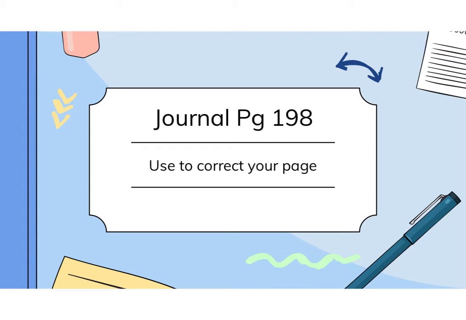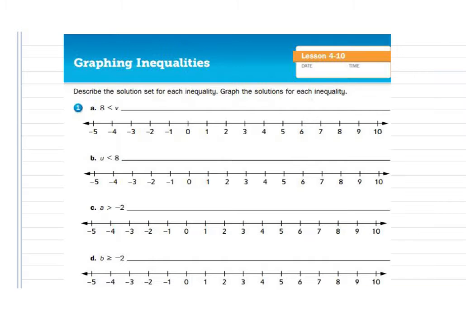Yesterday you were assigned journal page 198 to complete as we started to work with graphing our inequalities. So now your task for number 1 today is to correct it. Go ahead and use this video to help you correct your work. If there were any problems that you did not complete yesterday, this video can also help you complete them.